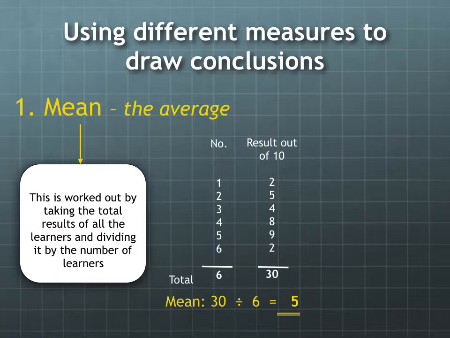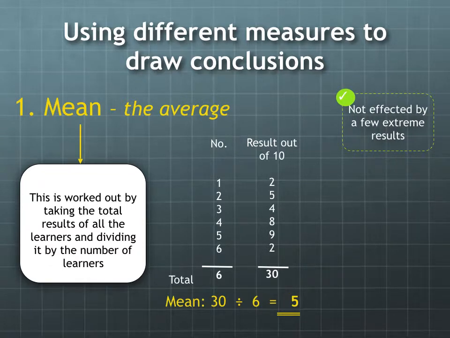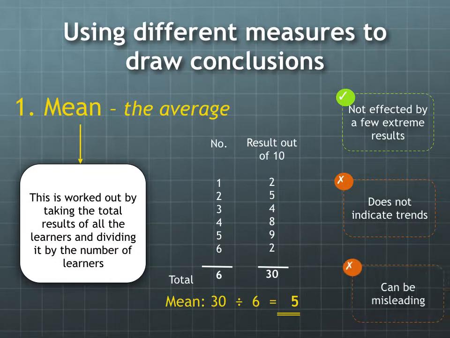What are the advantages of this? Well, the first is that it's not affected by a few extreme results. So you've got a couple of learners sitting on very, very high results and others on low. It takes all the learners into account. But the problem with calculating the mean is it first doesn't indicate any trends. And secondly, it can be quite misleading. So you need to be careful when using the mean, and again, you need to use it where it's the most applicable.